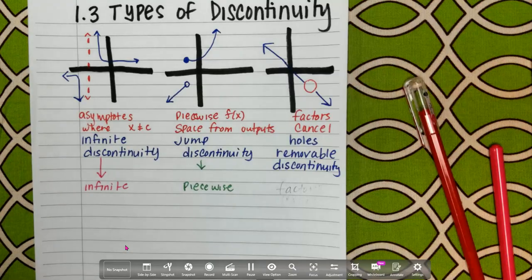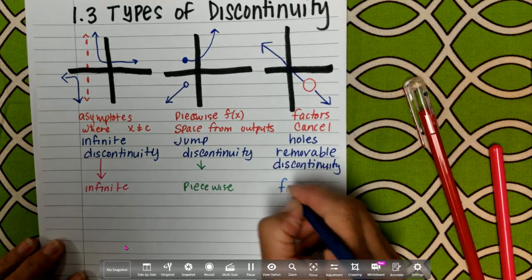And it looks like that pen is not working. So let me see if I can find us another pen. Here we go. This is when factors cancel.